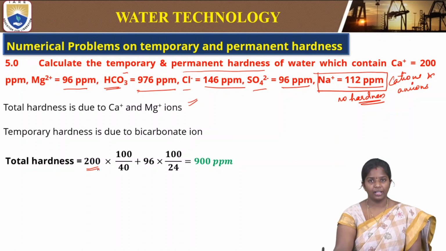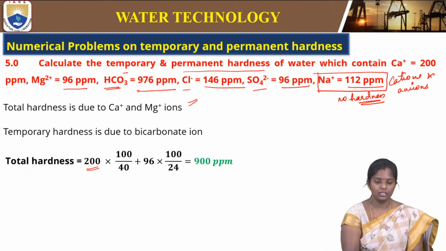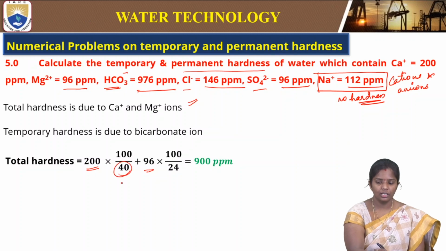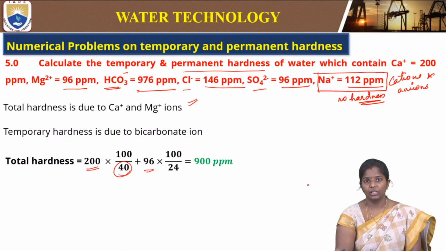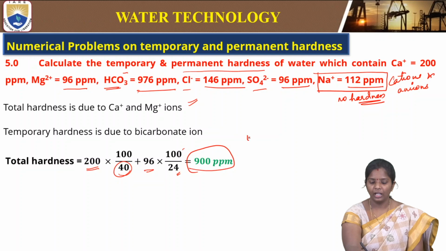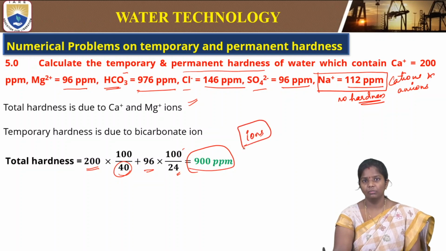So now total hardness is taken by 200, which is because of calcium ions, and magnesium ions is 96. These are the cationic species that are contributing to this hardness, and 100/40 is the calcium ion atomic weight, and 100/24 for magnesium, which is equal to 900 ppm. So whenever they are giving only ions, the ionic state, we have to take their atomic weight, not the molecular weight, because the whole formula is not available for us. That can be either magnesium chlorides or magnesium sulfates or bicarbonates. It can be in either form.